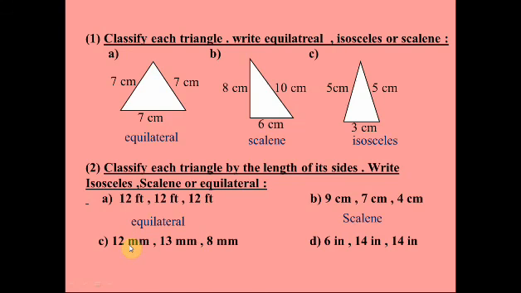C, 12 millimeters, 13 millimeters, and 8 millimeters. All its sides are different. It will be scalene triangle. D, 6 inches, 14 inches, 14 inches. We have two equal sides here. It will be isosceles triangle.